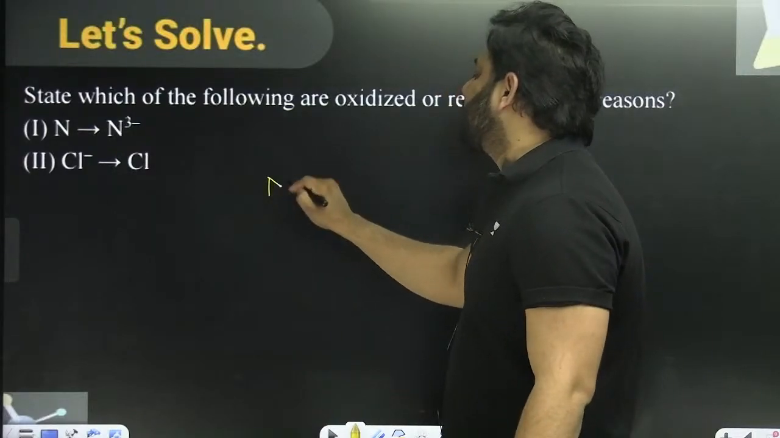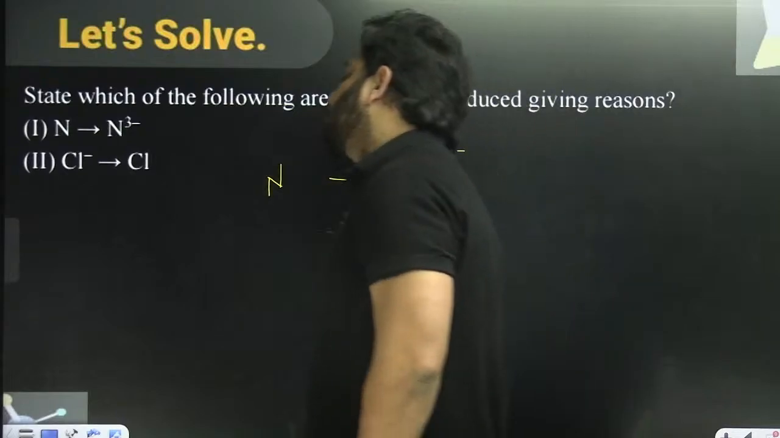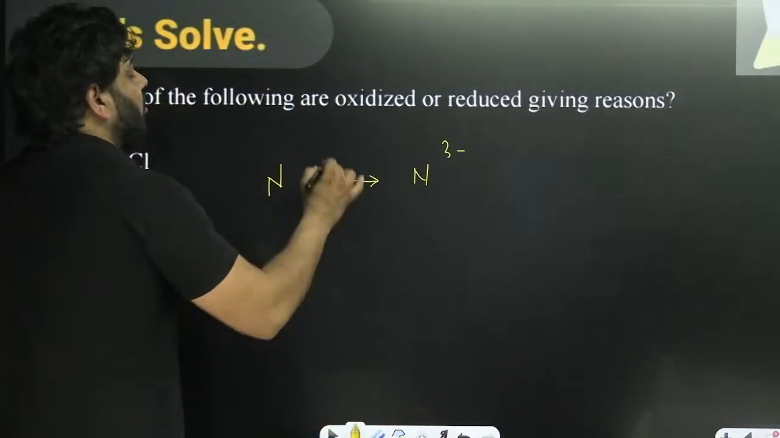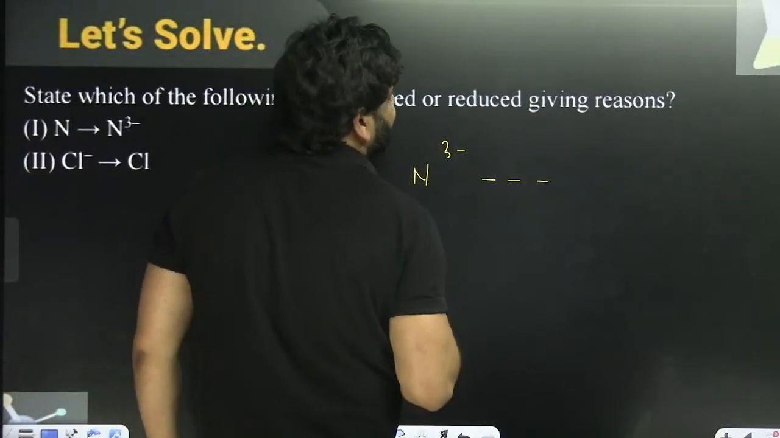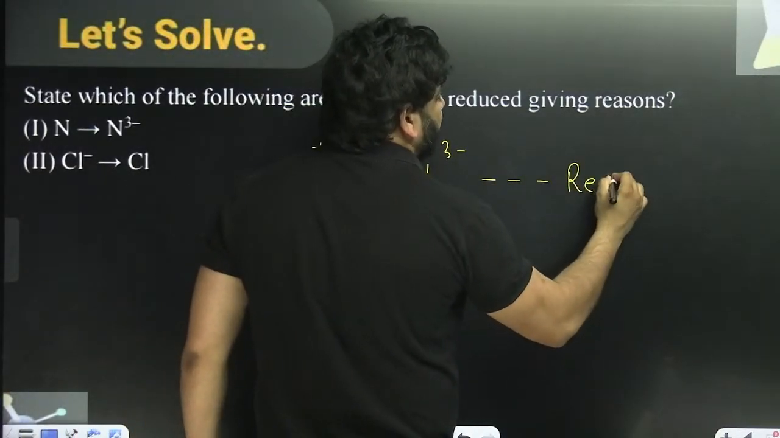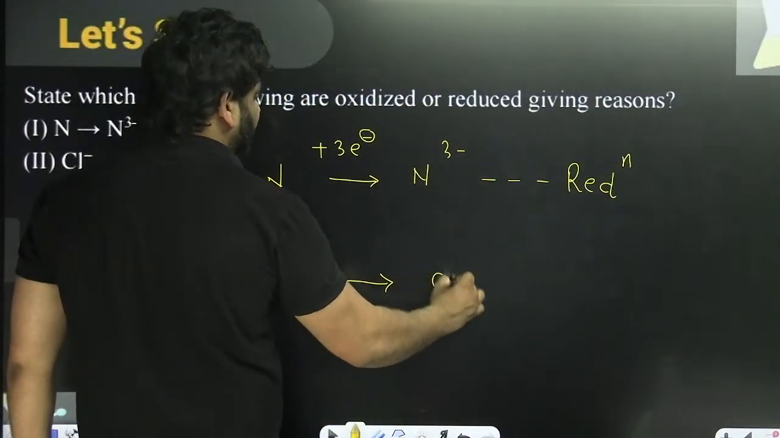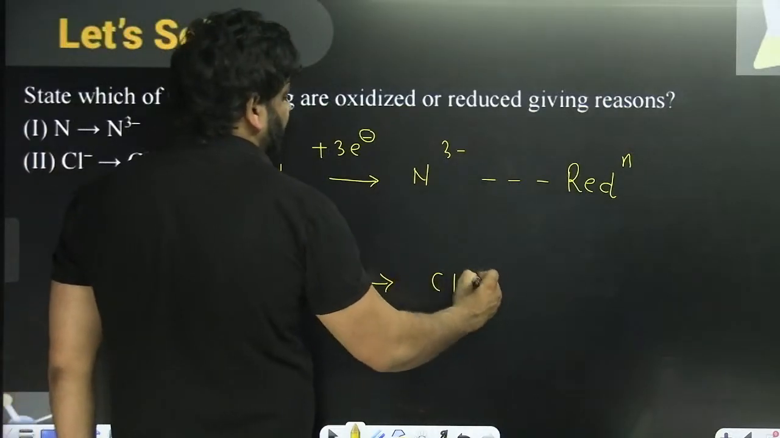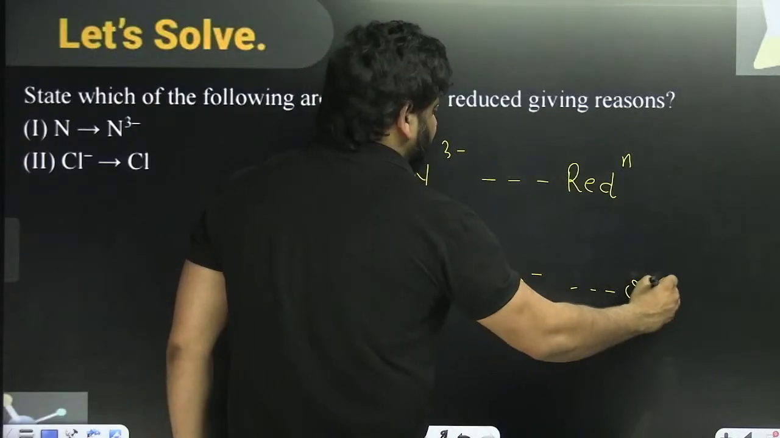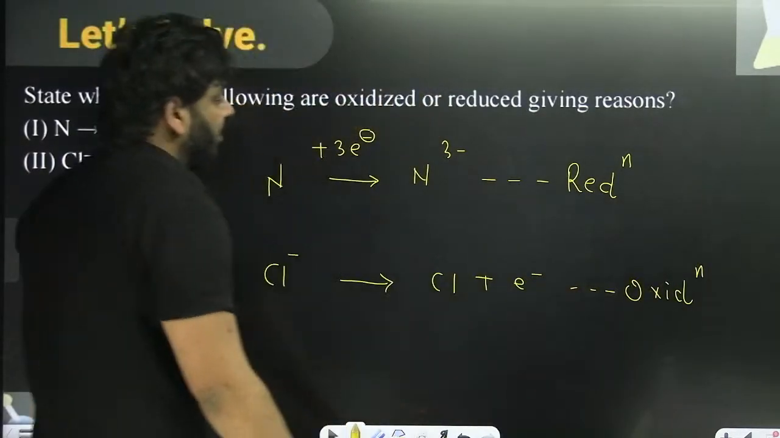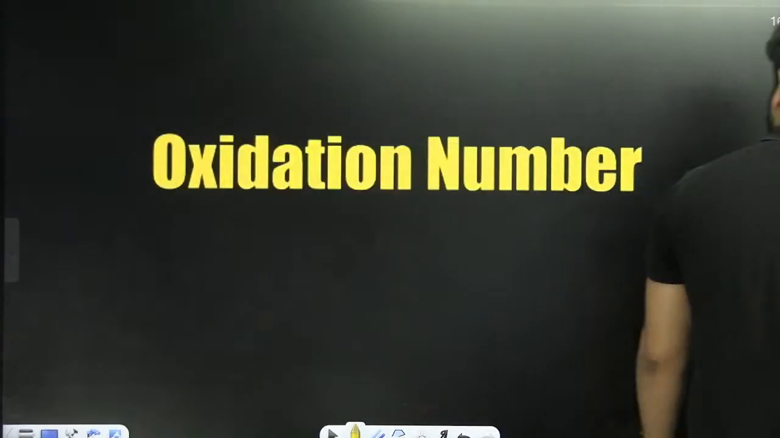If somebody is converting nitrogen to nitride ion, how can nitrogen be converted into nitride ion? Yes sir, definitely by acquiring 3 electrons. If something accepts electrons, this process is called reduction. If Cl minus is going to form Cl, definitely this charge has been removed in terms of electrons, and yes, this process is called oxidation. So this is reduction, this is oxidation, right? Absolutely right, sir.